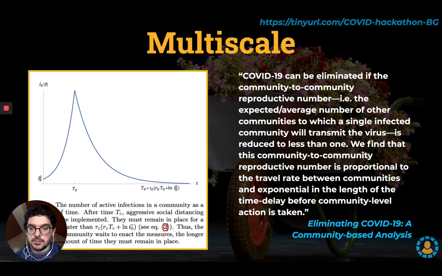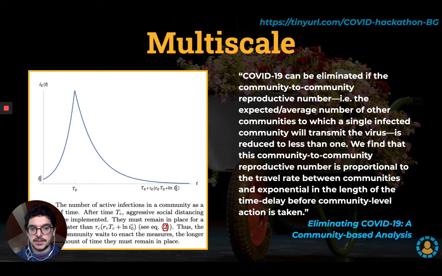Now, what this paper brings is a perspective that this situation should be analyzed community per community. And so COVID could be eliminated if the community-to-community reproductive number, so the expected number of other communities to which a single infected community will transmit the virus, is reduced to less than 1.